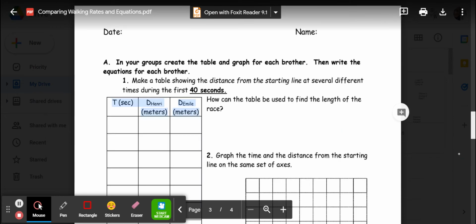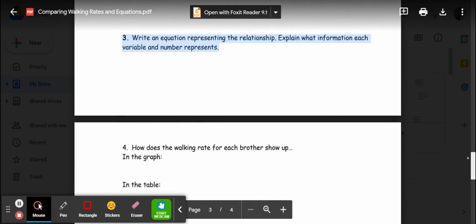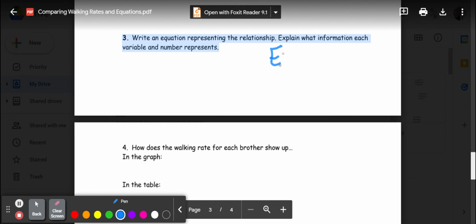So that's number 3, write an equation. I will tell you that the equation will have D for distance. So I'll have D for distance equals, and then how do you calculate distance? Remember, the other variable is T for time. And the same thing for Henry. So Henry, D for distance equals, and then what do you do to the time to be able to come up with the actual distance for Henry? And we're going to compare those two equations.